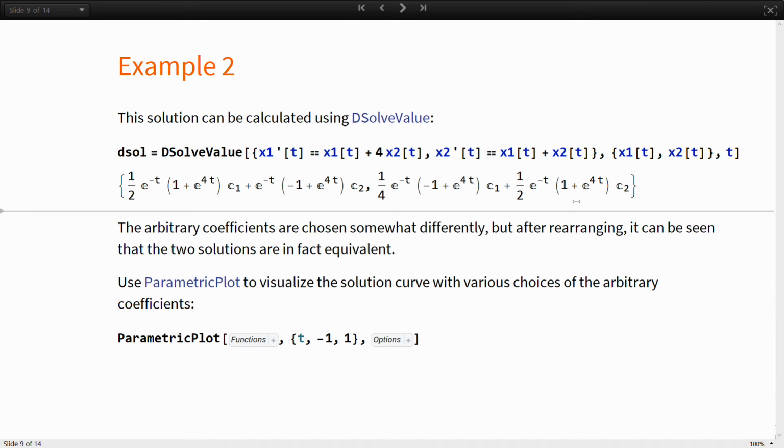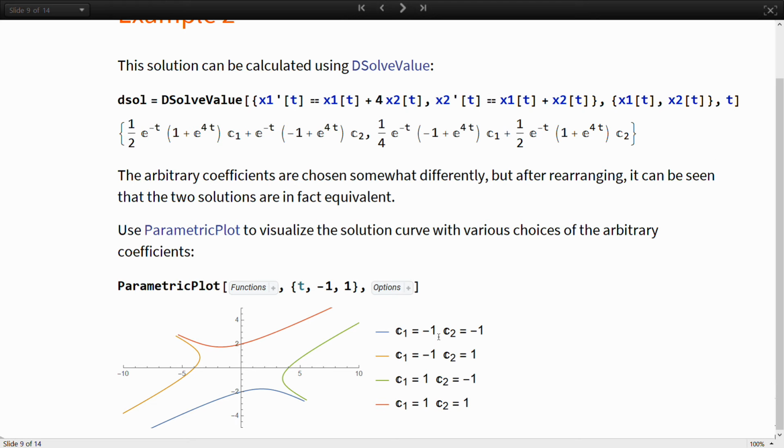To visualize the trajectories, use parametric plot for various values of the constants. We are only viewing the trajectories when the two constants are equal to 1 or minus 1, but we can see the general behavior observed in the stream plot when using these values, in that they eventually diverge away from the origin.